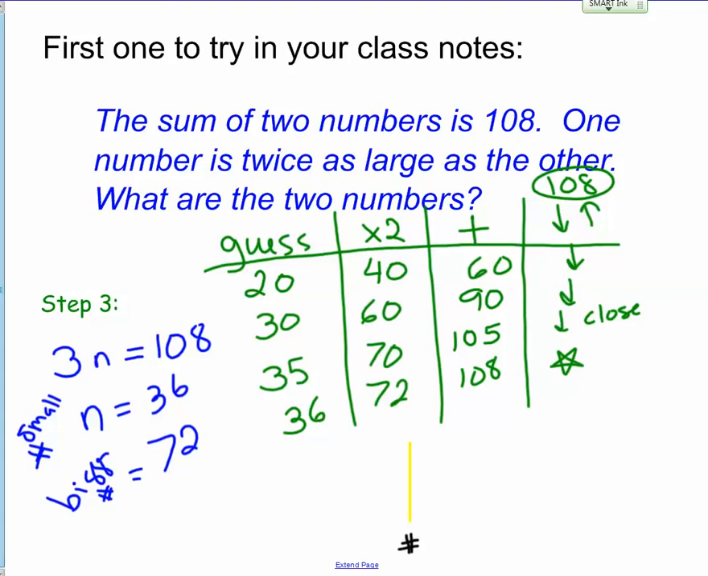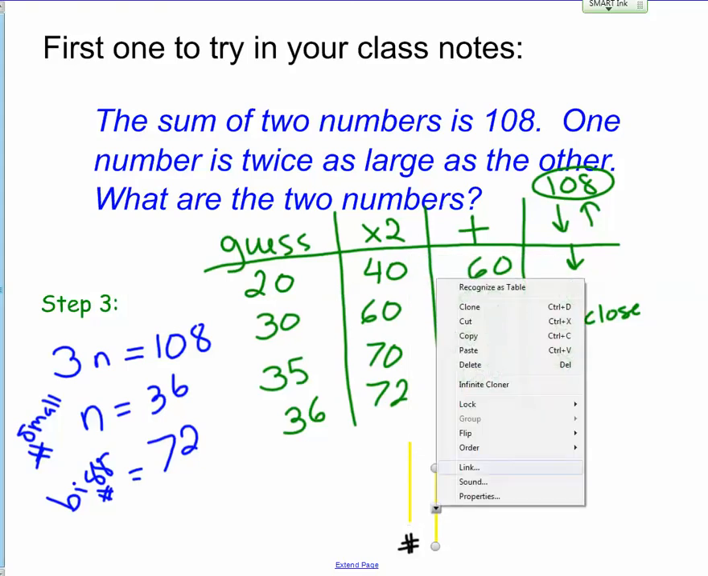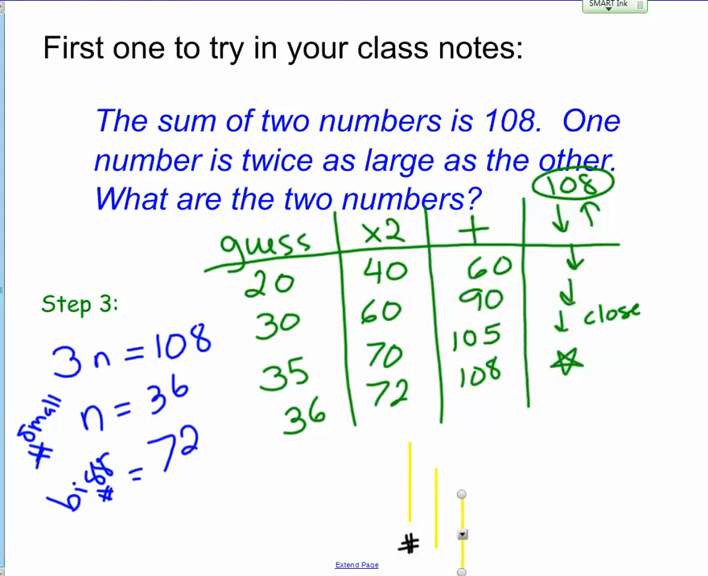And if that's the small number, my big number is 2 of them, because I told you that the big number was twice the small number. So if one toothpick is a small number, the big number is 2 toothpicks because it's twice the small number. And if we add these together, the 3 toothpicks total 108.